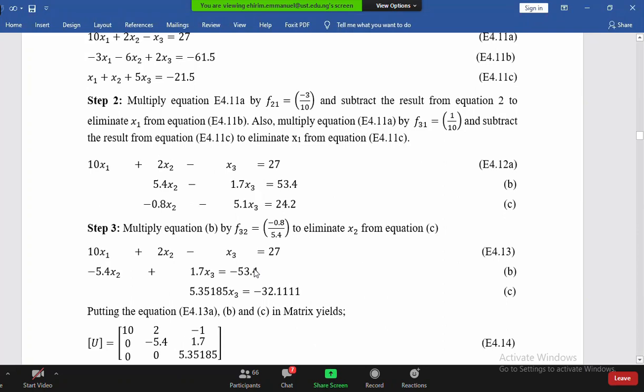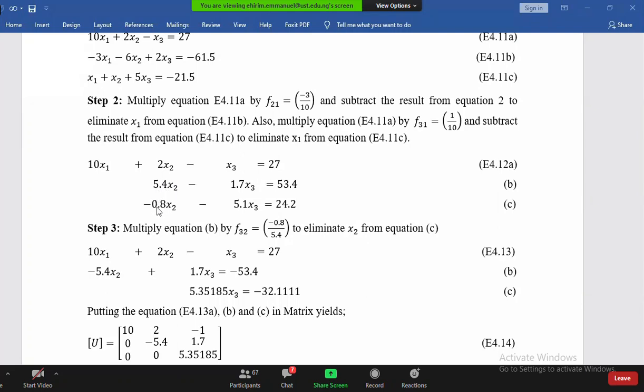All right. So when you eliminate x1 along the first line, that's what you have here. You see 5.2 x2 minus 1.7 x3 equals 3.4, and then minus 0.8 x2 minus 5.1 x3 equals 24.2. All right. Then again, we want to eliminate x2 from the third equation, leaving the second equation unaltered, but that's where we have our pivot value.